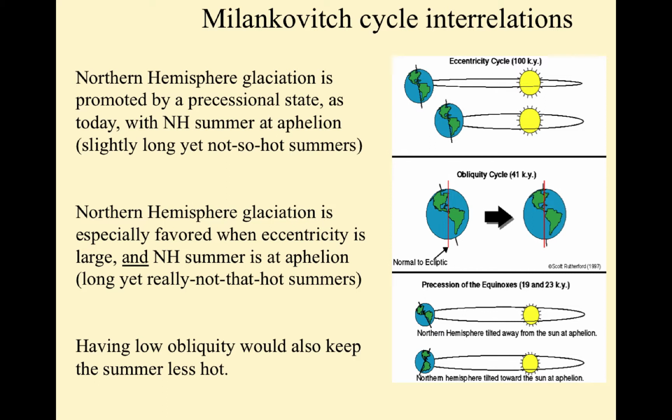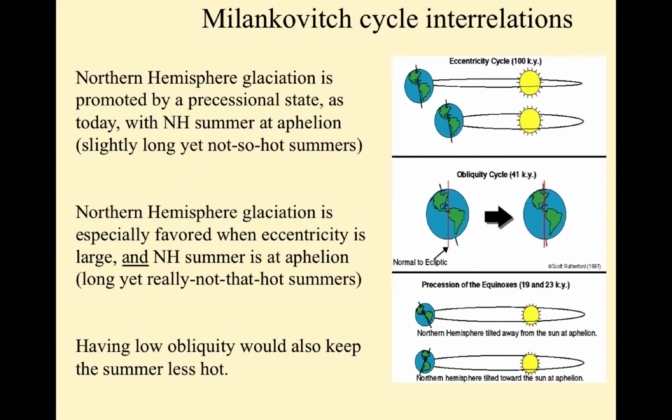So northern hemisphere glaciation is promoted by a precessional state such as today, with our northern hemisphere summer at aphelion, when we're farthest from the sun. That will give you a slightly long yet not so hot summer because the distance is maximized during our summer. The northern hemisphere glaciation is especially favored when the eccentricity is large and northern hemisphere summer is at aphelion. This will give you the maximum distance between the Earth and Sun during that summer, which will give you a long, yet really not that hot summer.